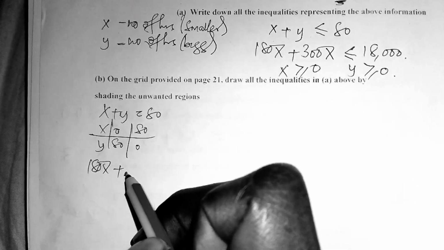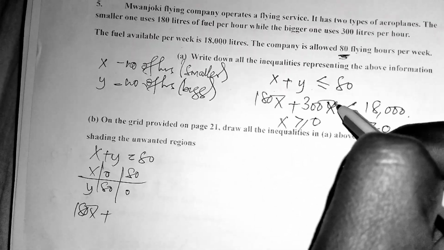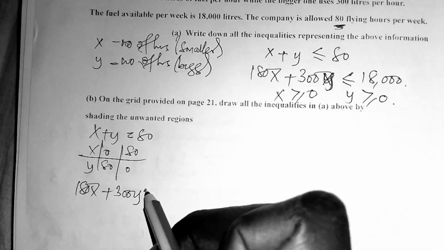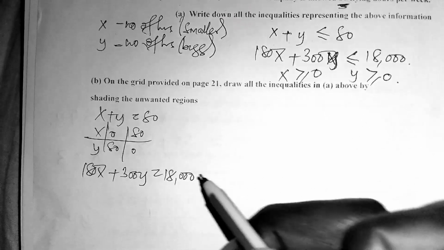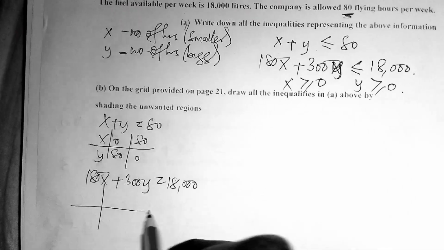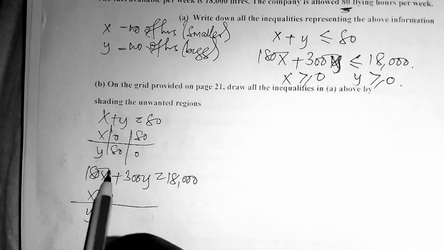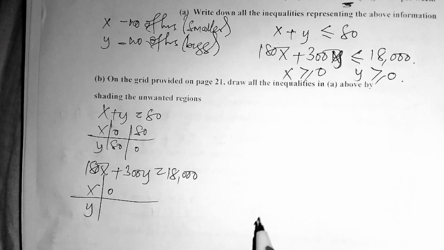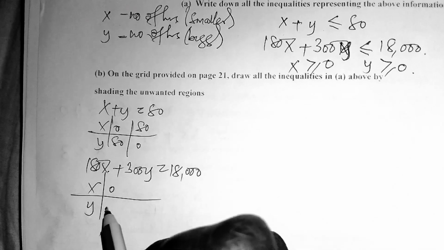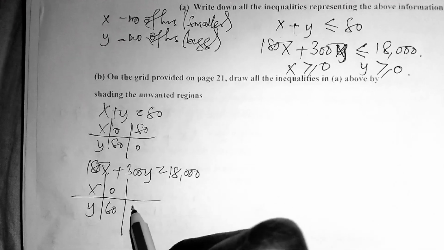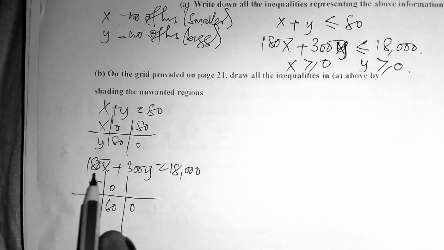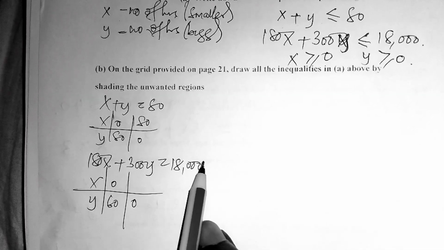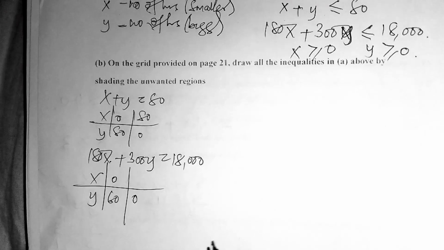Another equation that you have is 180x plus 300y is equal to 18,000. Find the x and y intercepts again. When x is 0, 300y is equal to 18,000, so y will be 60. And when y is 0, 180x is equal to 18,000, so it will simplify to 100.